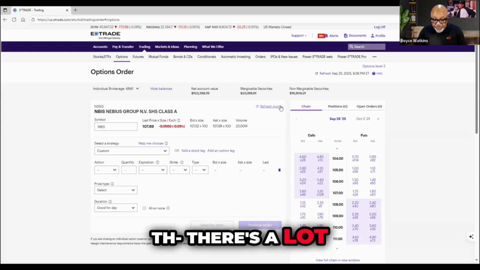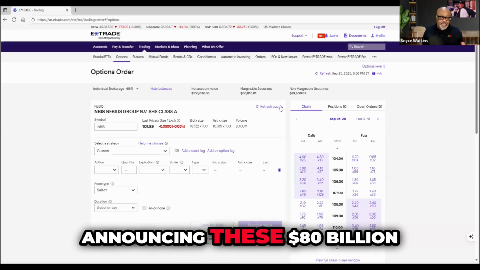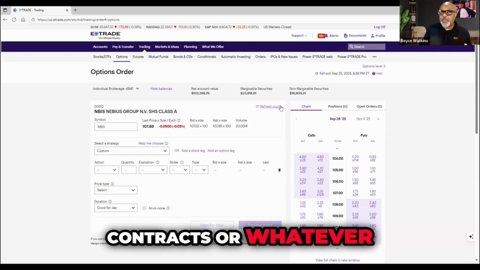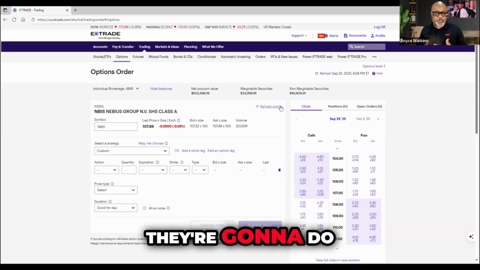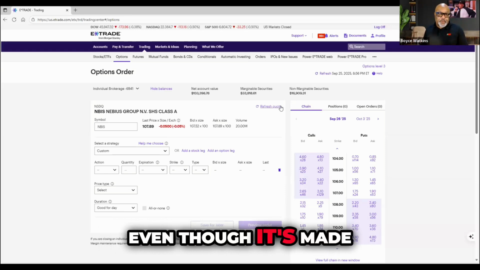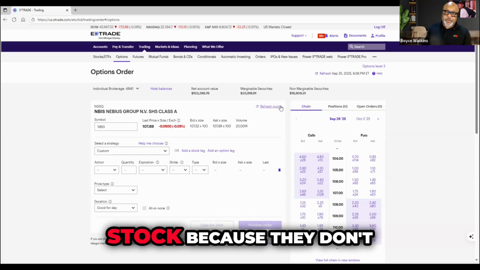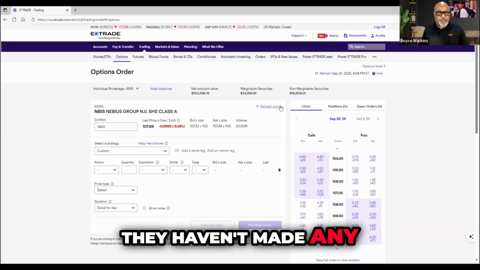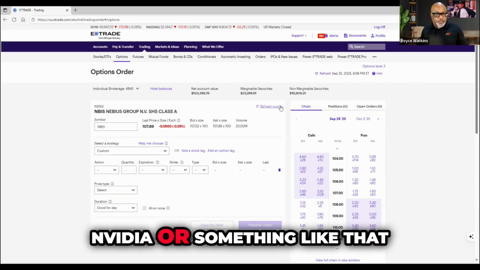Let's see, there's a lot of what they call execution risk. When they're making all these deals with data centers and announcing these $80 billion contracts or whatever, there's the risk that they're not going to complete what they say they're going to do, that they're going to run into problems that they didn't expect. Oklo has that issue. Oklo is a scary stock, even though it's made a lot of you in here a lot of money. Oklo's a scary stock because they haven't made any revenue. So they're different from Nvidia or something like that.